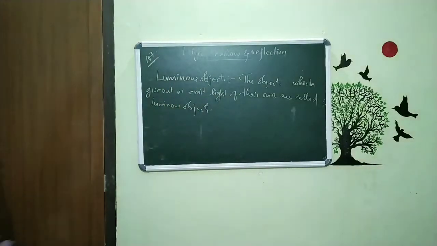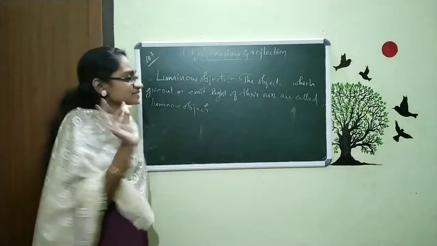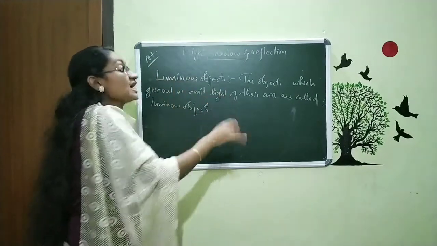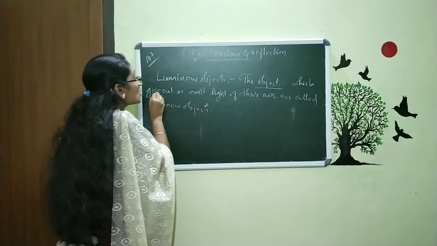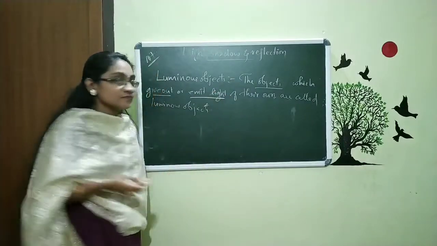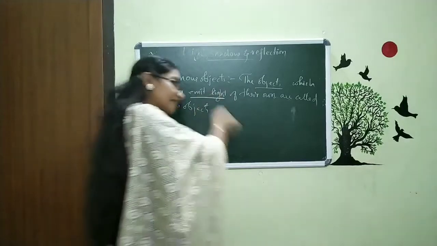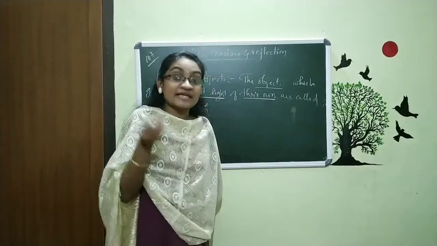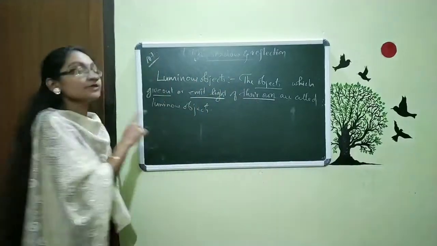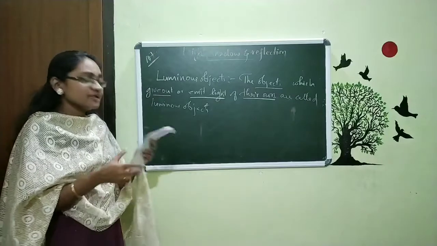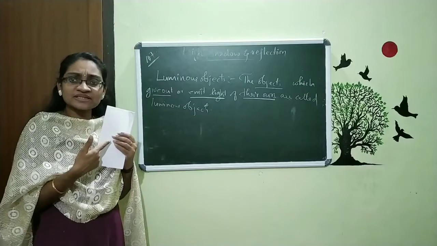So, this is the definition for luminous objects. I already said, now we are stating it in a neat statement. Luminous objects are a particular type of objects which give out or emit light of their own. They are producing light, emitting light, or giving out light by their own. For example, this is white paper, and is this white paper producing light?